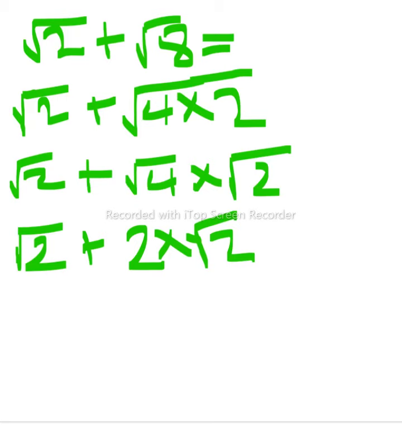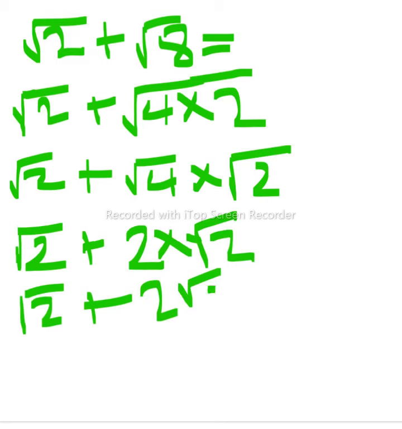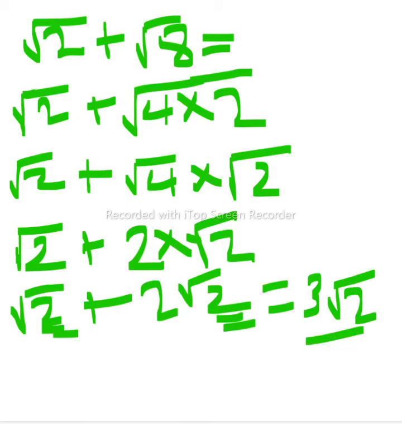Again we can write this as square root of 2 plus 2 square root of 2. Now we have the same index, both are square roots, and the same number, 2, after simplification. So now we can add: 1 plus 2 is 3, and here we have square root of 2. So the final simplification of this question is 3 square root of 2.